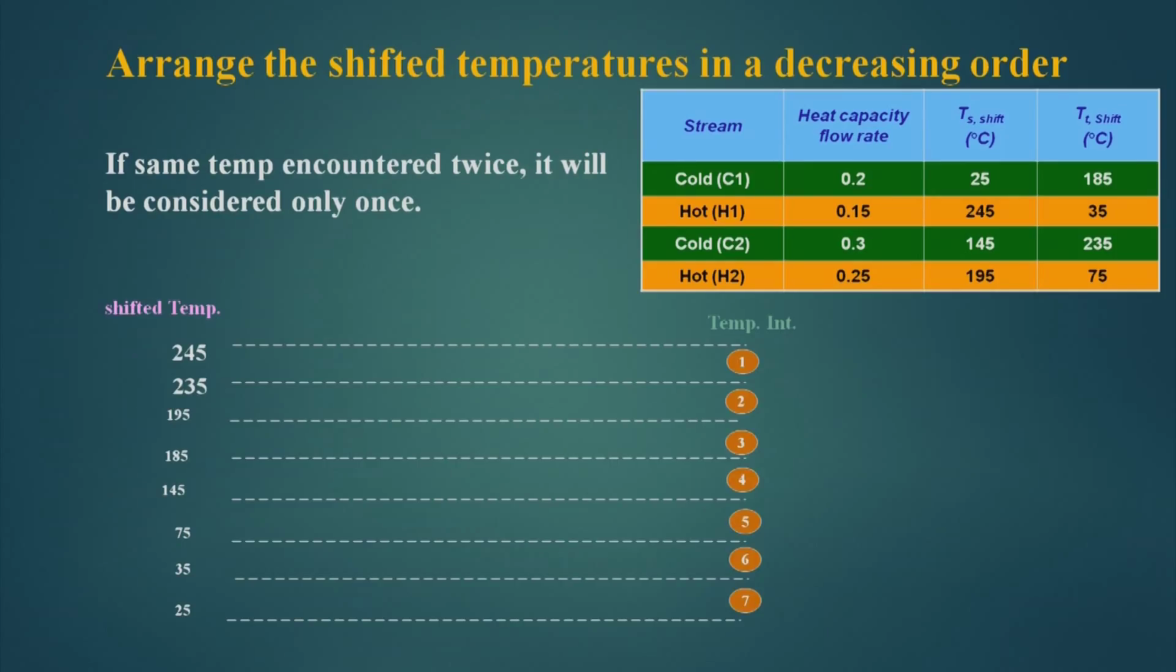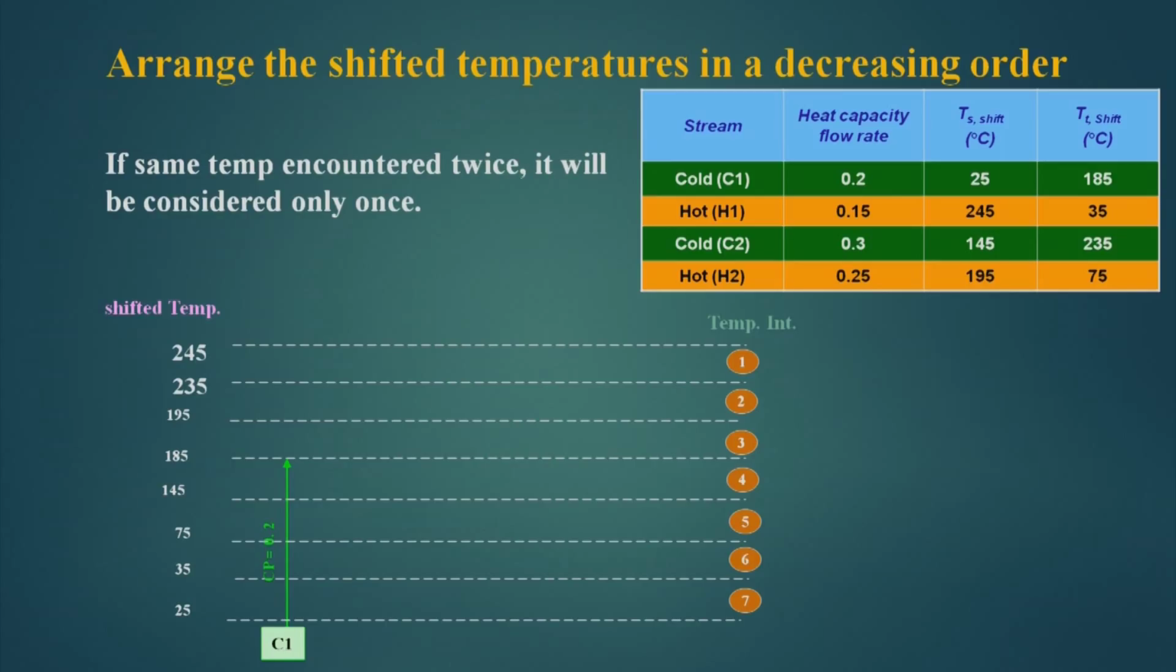So, we number these temperature intervals. 245 to 235 is 1, 235 to 195 is 2 and so on and so forth. So, we have 7 temperature intervals in this case. Now, we draw the cold and hot streams in these temperature intervals.